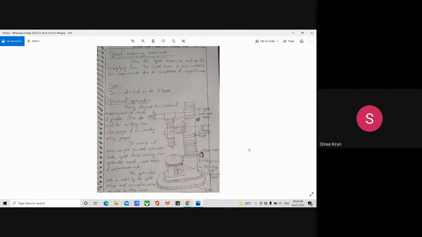So here we have the upright, which is mounted rigidly in a base that is made very heavy and wide, so that it imparts more stability to the instrument.